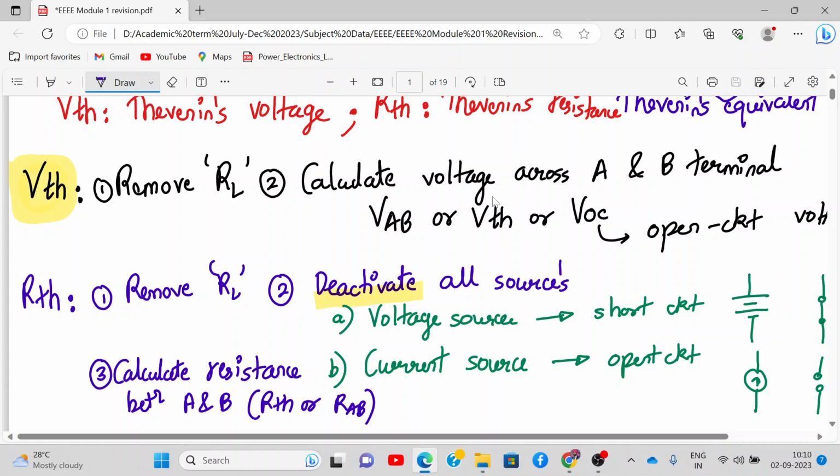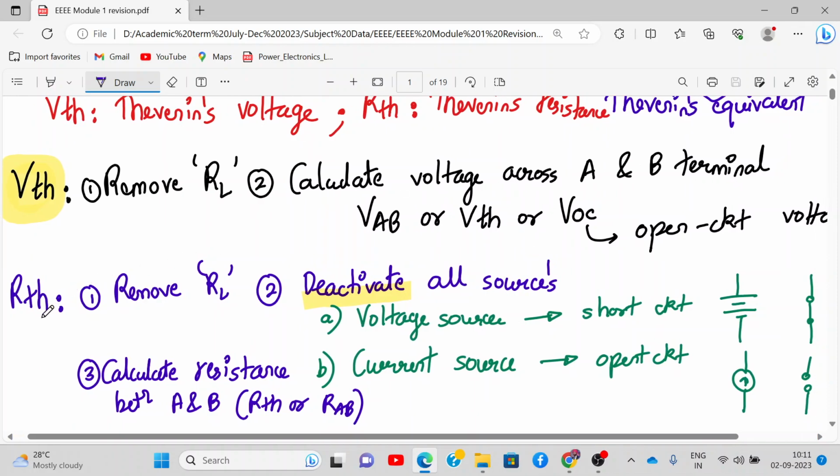Don't worry, when we solve a numerical, we will revise everything again. So I repeat, for VTH we remove RL and calculate the voltage across A and B terminals. And for RTH we remove RL, deactivate all sources and calculate the resistance between A and B.